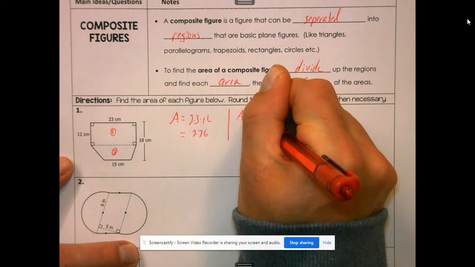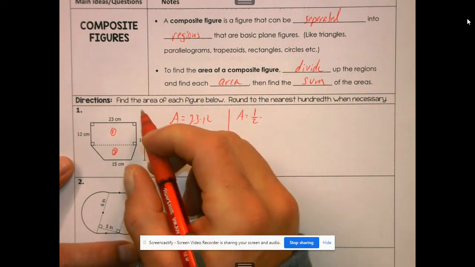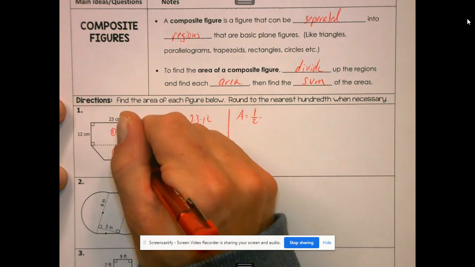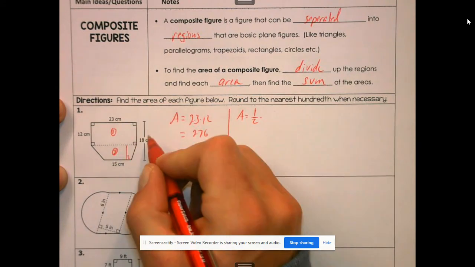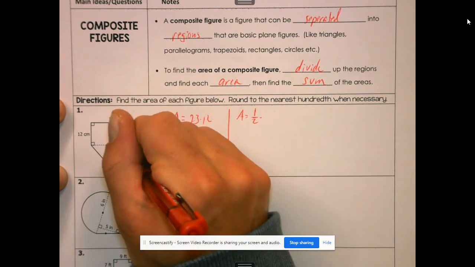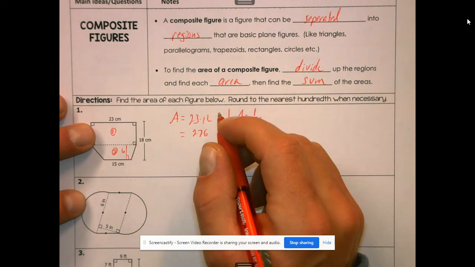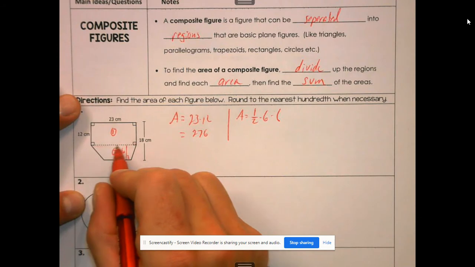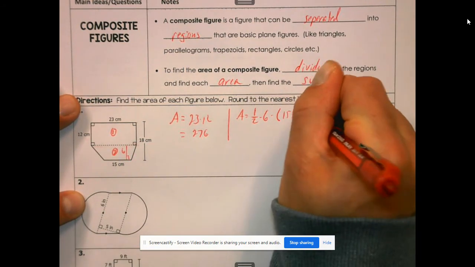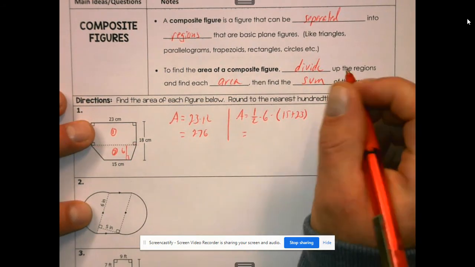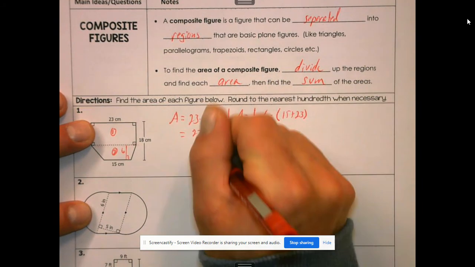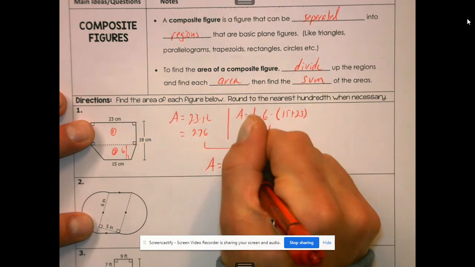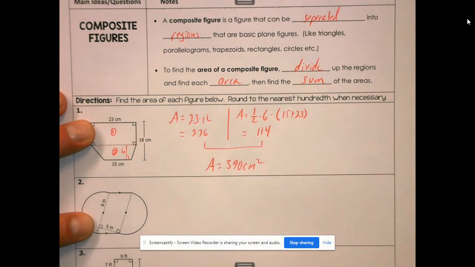Area, remember, for a trapezoid is 1/2 the height. So the height real quick. From here to here is 12. The whole thing is 18. So if I want to find the height of this trapezoid, 18 minus 12 is 6. So 6 would be your height. Your bases are 15 and 23. If you type that in correctly, you should get 114. And then add up the two areas, get your total area of the composite figure, which comes out to be 390 square centimeters.